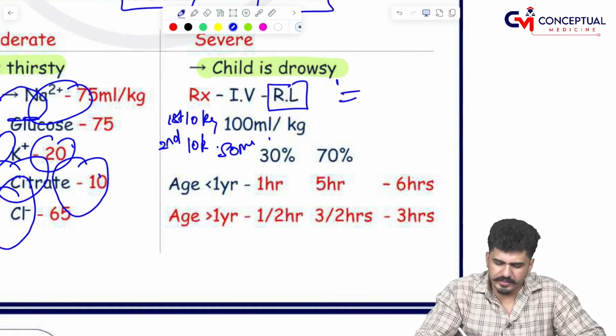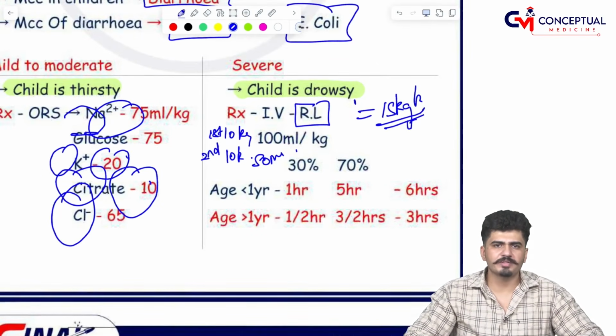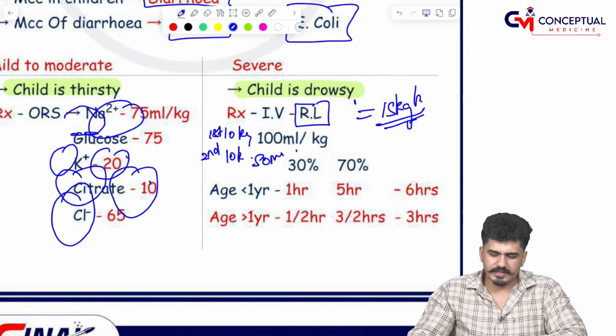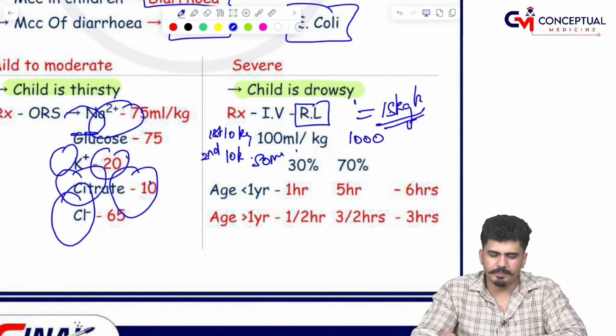50 ml. Can you tell me, for the 15 kg child, how much ml fluid you are going to give? Yes, it is your 15 kg. This is going to be your 1250. For the first 10 kg it is 1000, and for the next 5 kg at 50 ml per kg it is 250. So 1250.